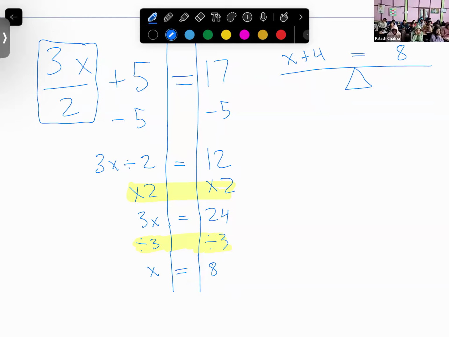Okay. So, does this make sense? x is equal to 8 because we need to balance it?